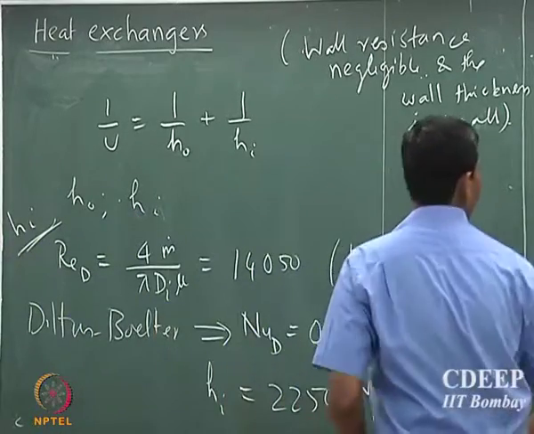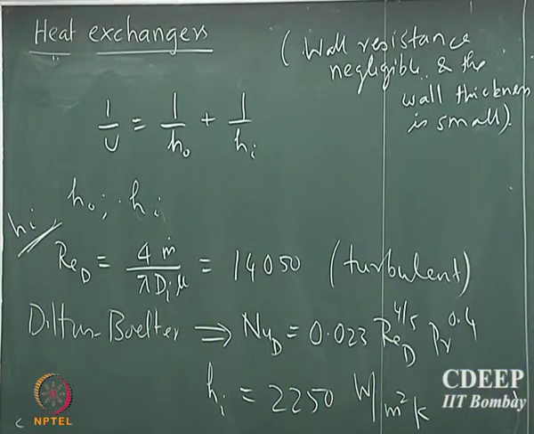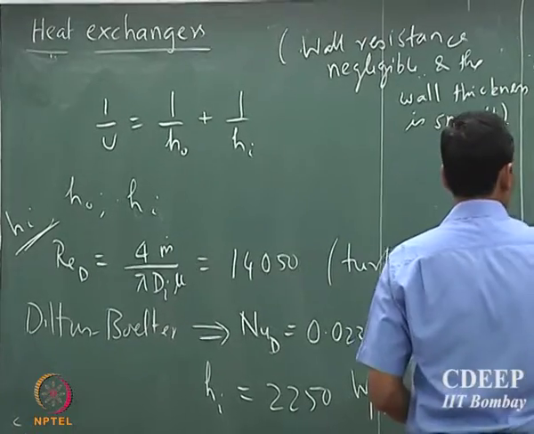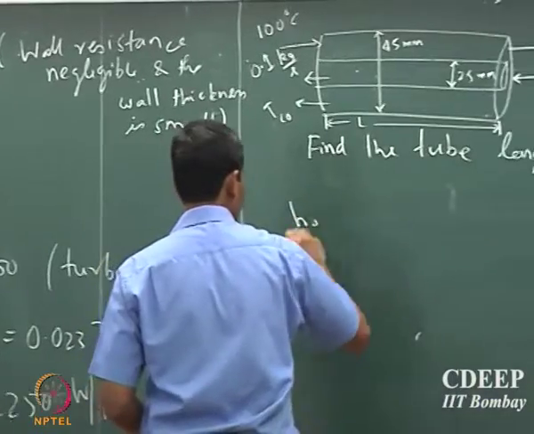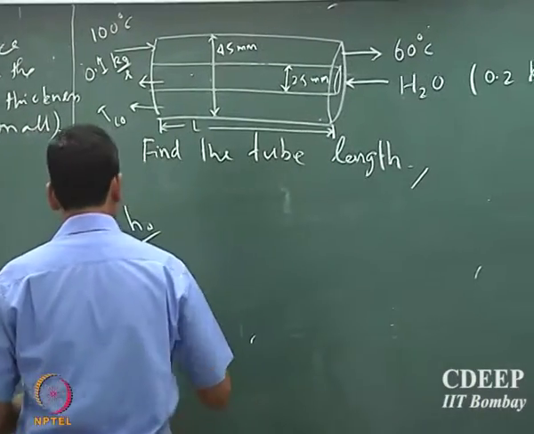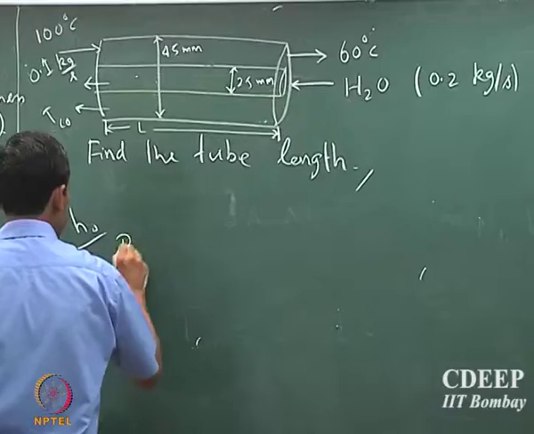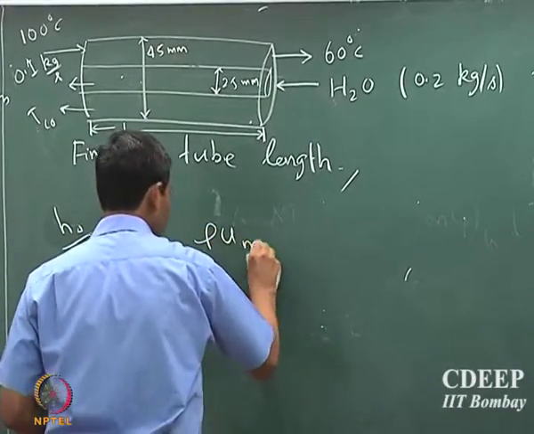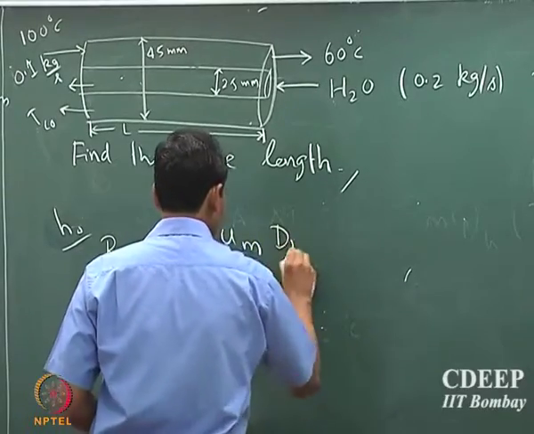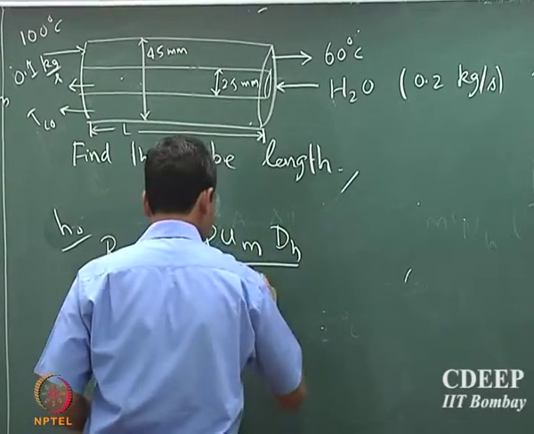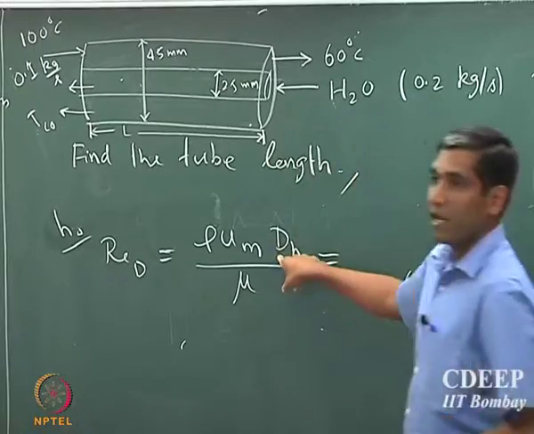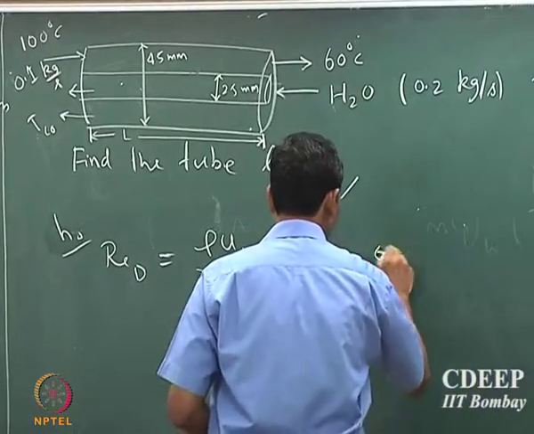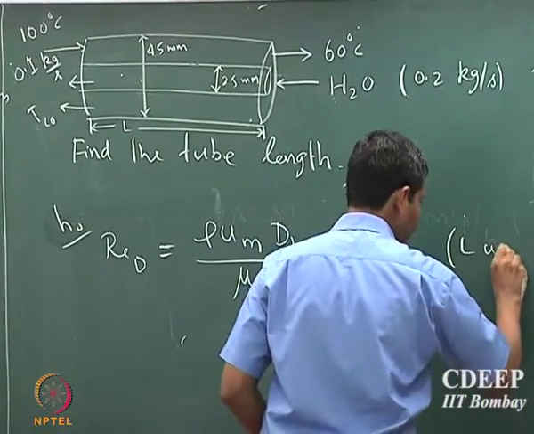Okay. So, that is the inside heat transport coefficient, and then similarly we can find the outside heat transport coefficient. So, that is for Ho, and it is an annulus. So, the Reynolds number Re D is given by rho um into D H divided by mu. So, that is the effective diameter. We find that, and that will be about 56, it is a laminar flow.